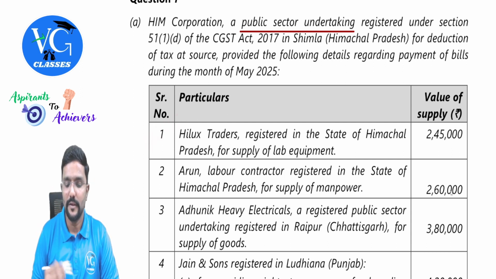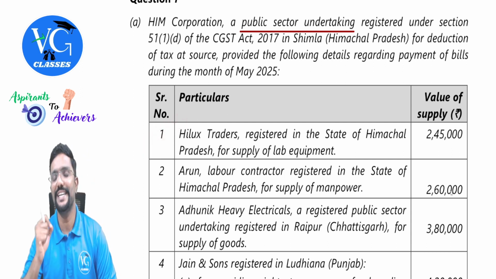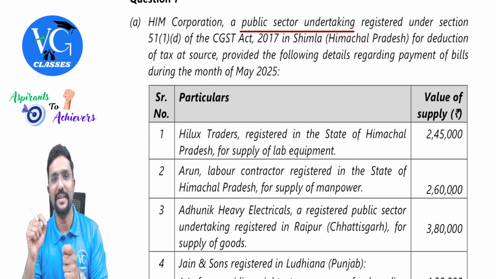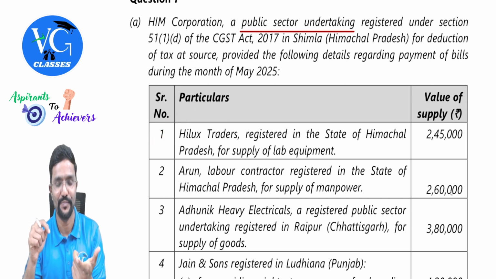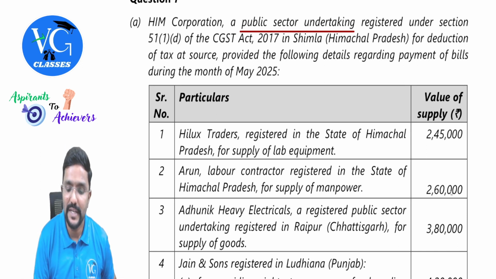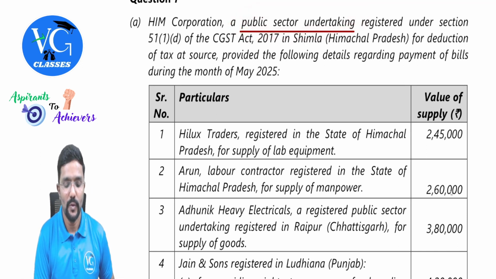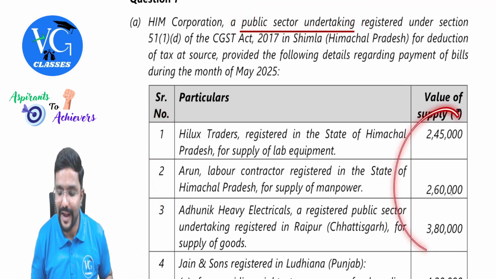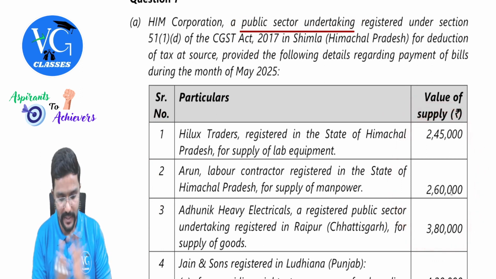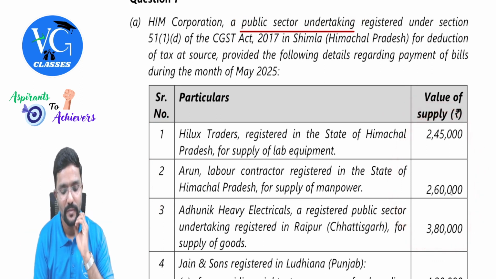Sure. We will see one by one. First, the suppliers are the following. Please be careful. Who should deduct TDS, supplier or recipient? Recipient, because they are the one who will pay consideration. So, recipient is already a public sector undertaking. Who is the supplier? What is the value also? We need to check. So, please keep an eye on both.